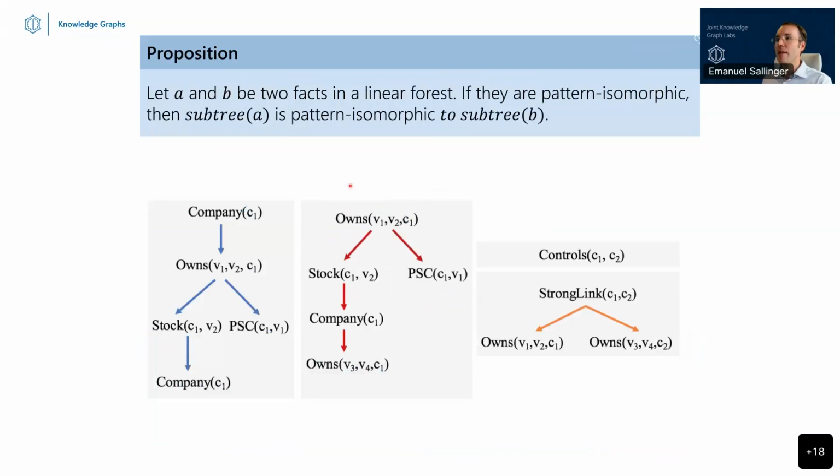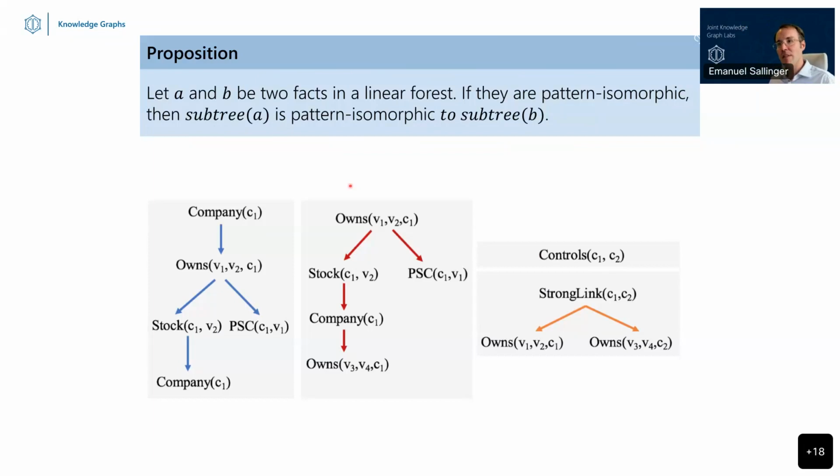That's if we do a more fine-grained analysis and construction of a thing called a linear forest. So let A and B be two facts in a linear forest. If they have a certain degree of isomorphism, a more specialized isomorphism because we need to be more fine-grained, then the subtrees are pattern isomorphic. And that's the real thing that we then store in most cases in our caches, because there are only much fewer of them because they don't contain constants.